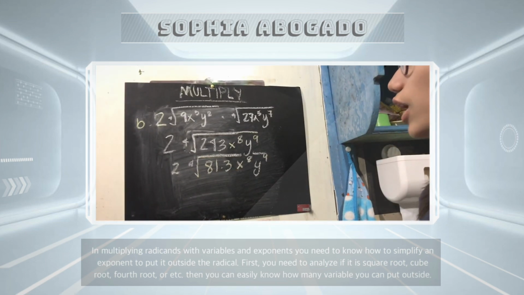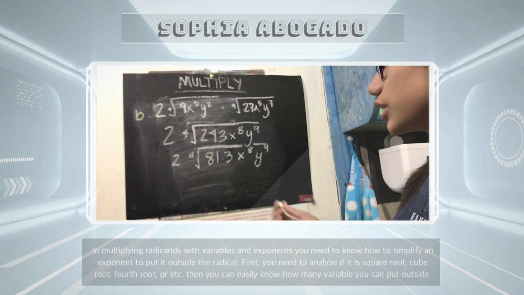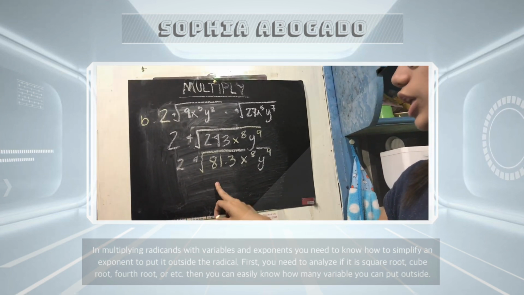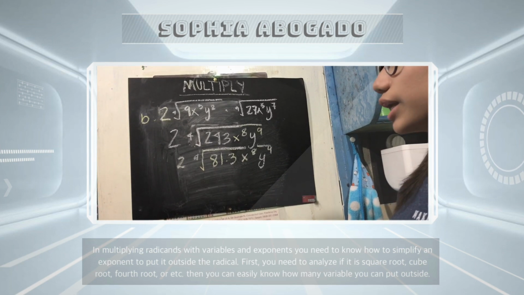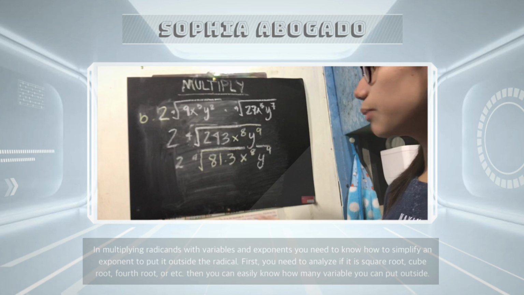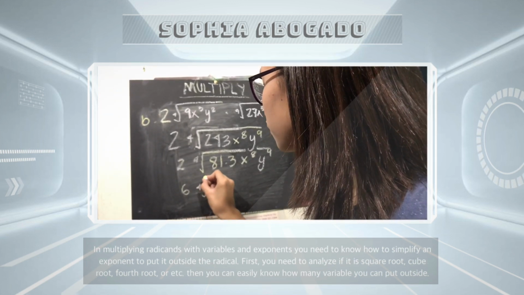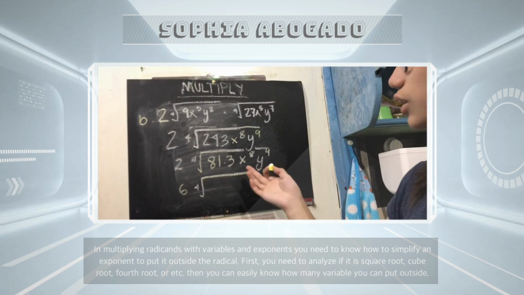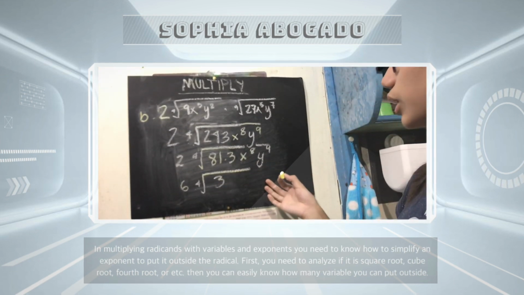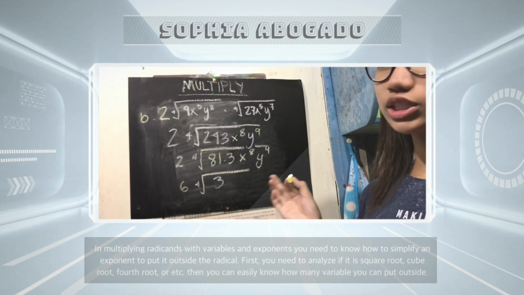Then, we need to factor the 81. What is the 4th root of 81? It is 3. Then, we need to put the 3 outside the radical, then multiply it to the number located outside the radical, which is the 2. 3 times 2 is equal to 6. Then 4th root of the left behind number, which is the 3. Then we need to put outside the 4th root of x raised to 8.